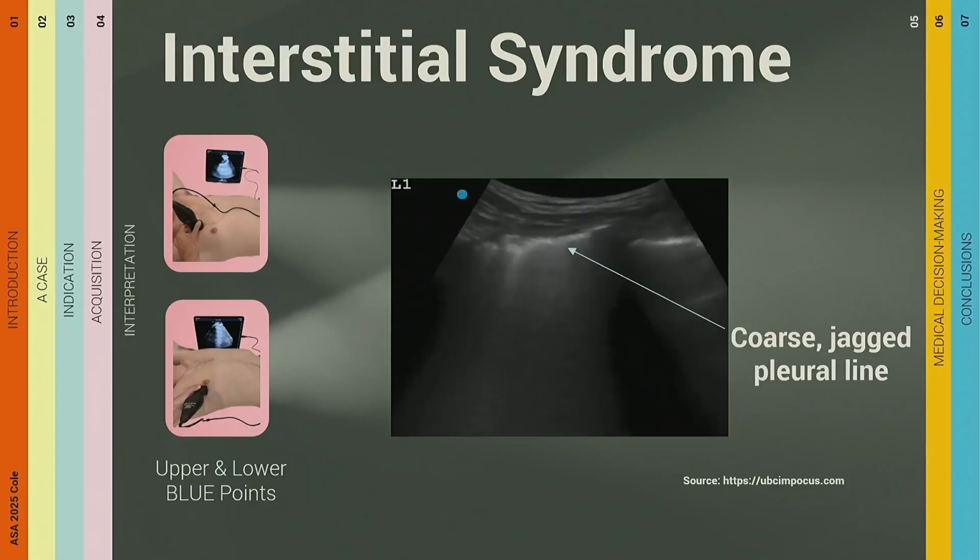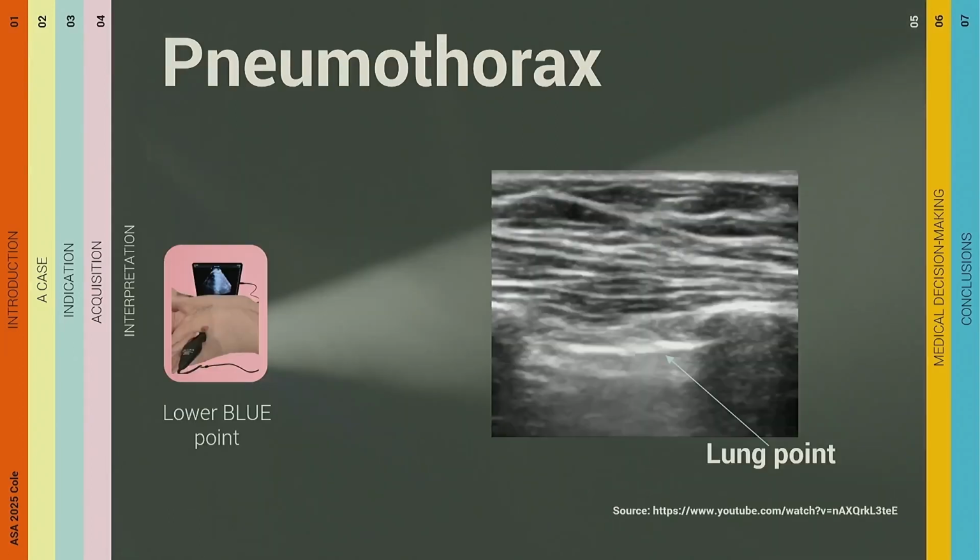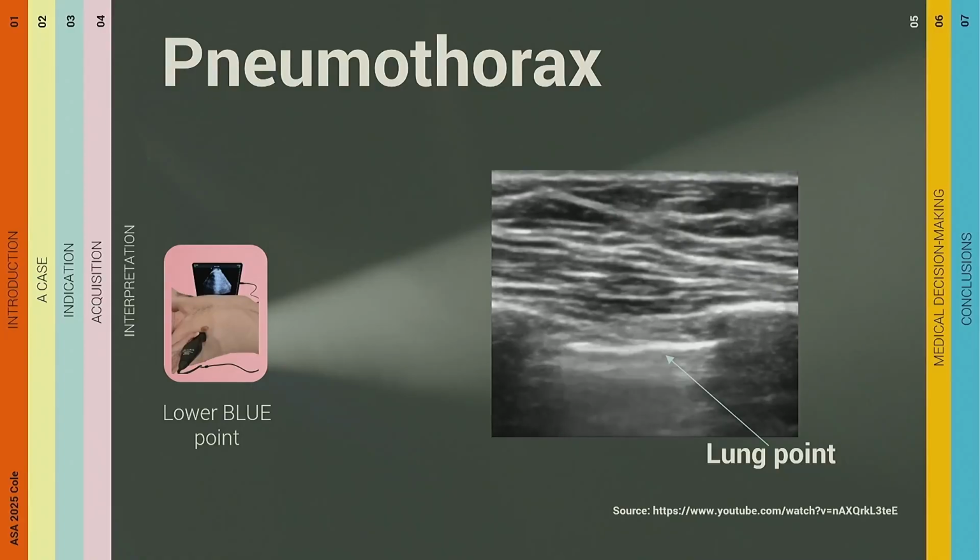Here's another example of interstitial syndrome. Here you'll see that the pleura is more coarse and jagged. That is common in infectious or inflammatory pathologies. And then just to be complete, pneumothorax, like I said, the most superior point on the anterior chest, you're going to see a lack of lung sliding because the air is there and the pleura is just not moving. What you want to do to actually be able to diagnose it is scan posteriorly until you get to what's called a lung point, which is the intersection between normal lung with the sliding and the absence of sliding.